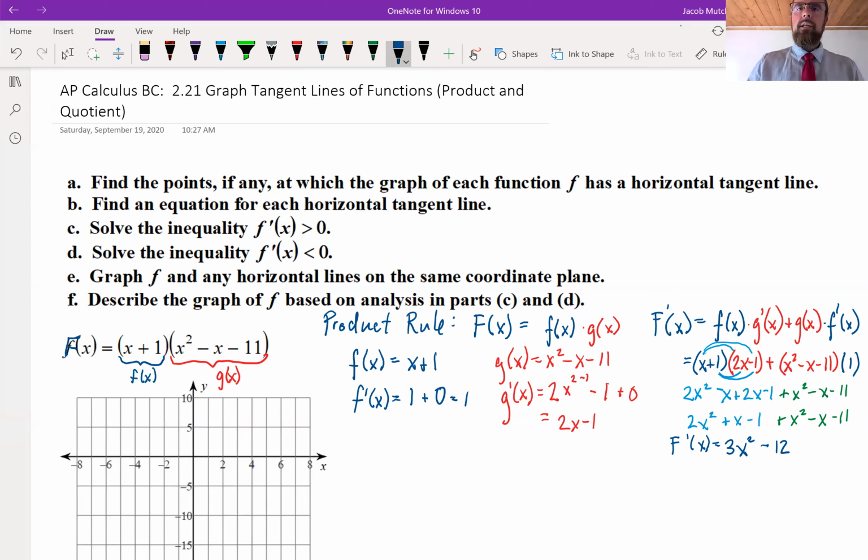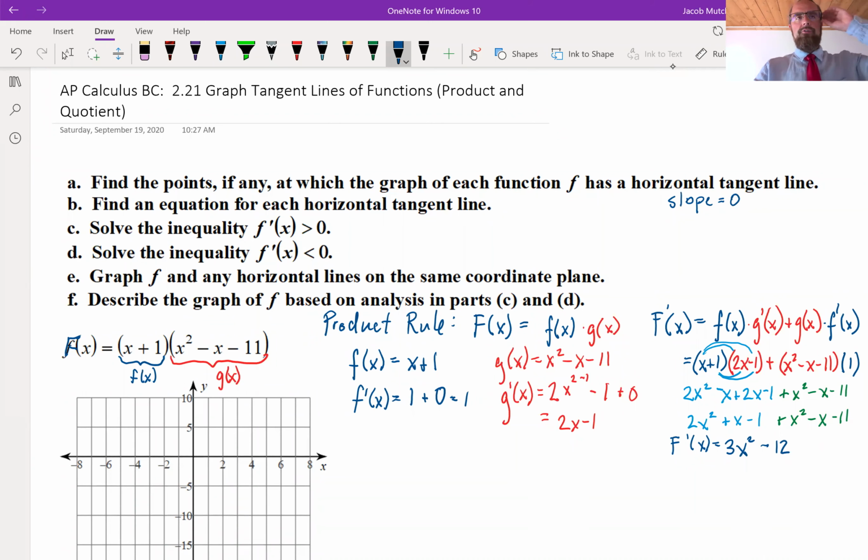And let's take a look at why we need to know that derivative. How are we going to use it? Well, let's take a look here in part A. Part A says find the points, if any, at which the graph of each function f has a horizontal tangent line. So here's really our use of the derivative. Remember, a horizontal tangent line has a slope that equals 0.